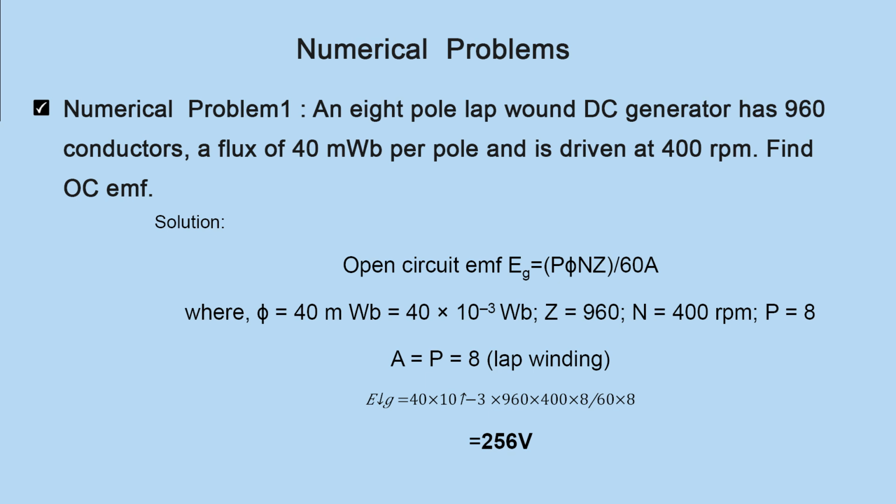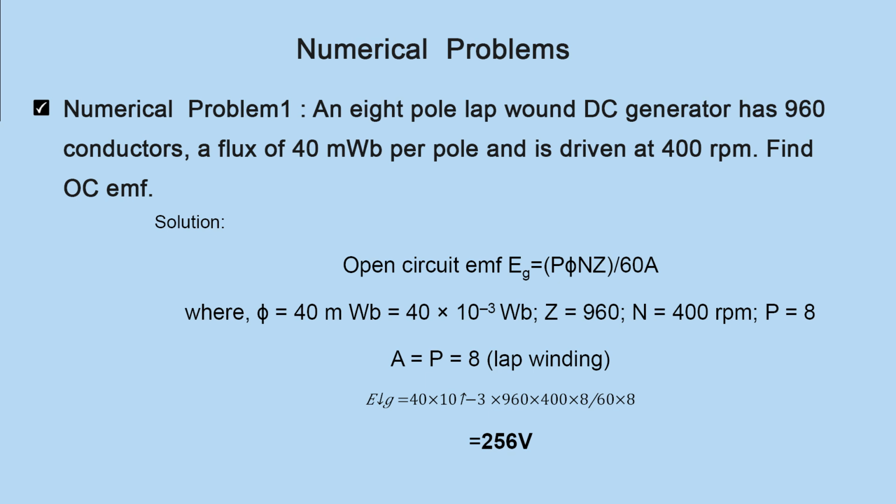The first value given is the 8 pole. 8 pole means the total number of poles is 8. The second value given is the total number of conductors, so Z is equal to 960. The next value given in this particular question is the flux per pole, which is 40 milliweber, and the speed is 400 rpm. So these values are given, and we have to find out the open circuit EMF.